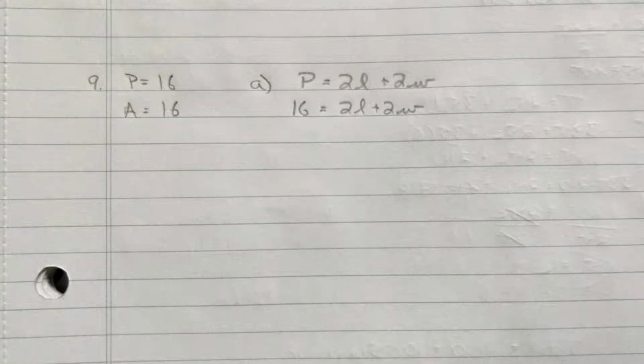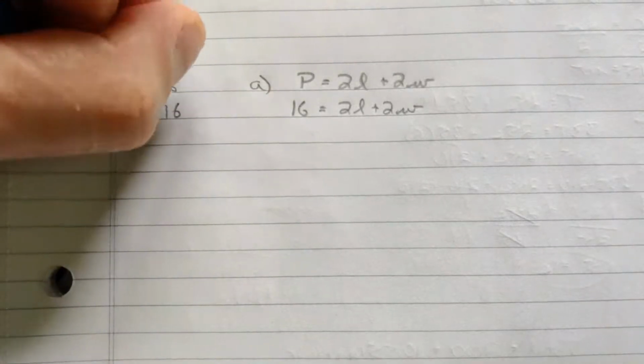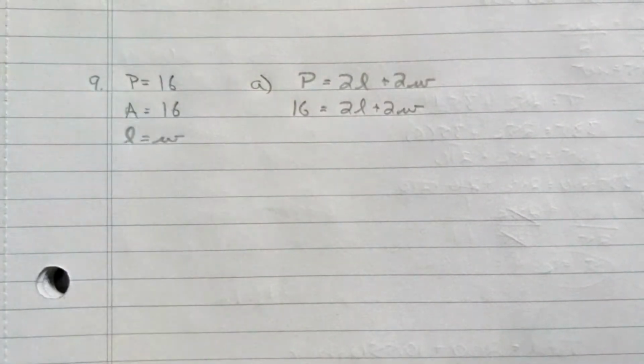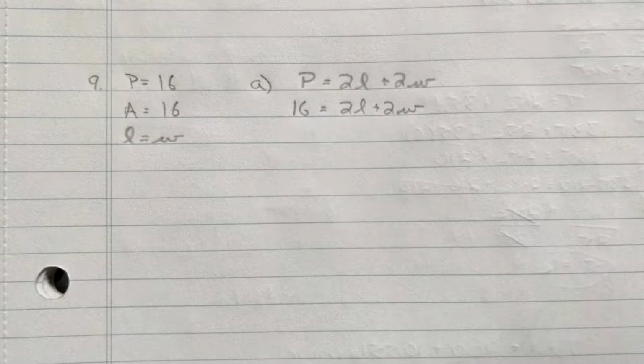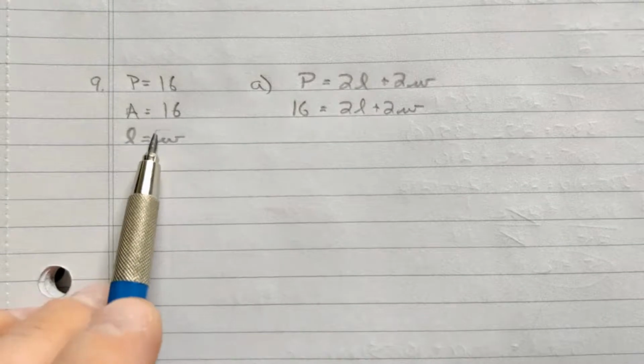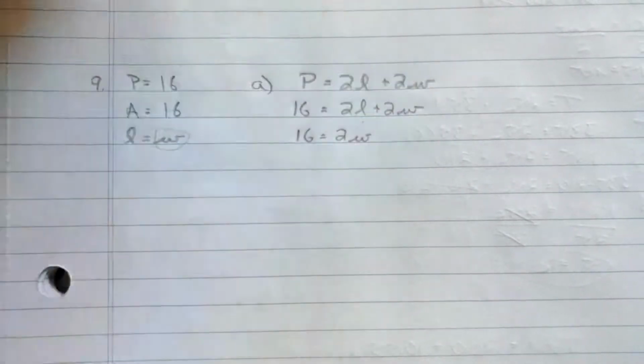But what if we think about the shape? Length and width of a square are the same size. So the length equals the width. So here we got to use some of our knowledge of a square to recognize that the length equals the width. So we're going to substitute in W for the L. So instead of L, I'm going to replace it with W, and then we still have the plus 2W.